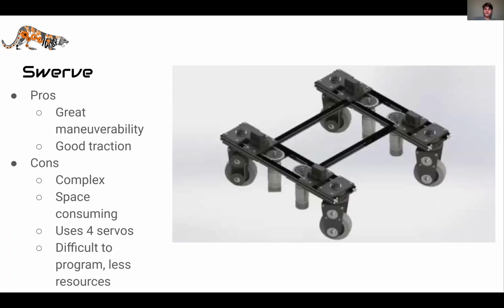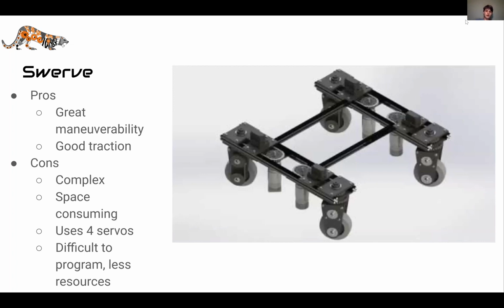Swerve drive, this is definitely one of the most complicated of the drivetrains and also one of the least common. That doesn't mean that it's a bad option. When it's implemented, it is one of the best drivetrains that I've seen work effectively, but it's very difficult to pull off. So that's probably going to be more of an off-season project that you don't want to chew up a bunch of your time with.